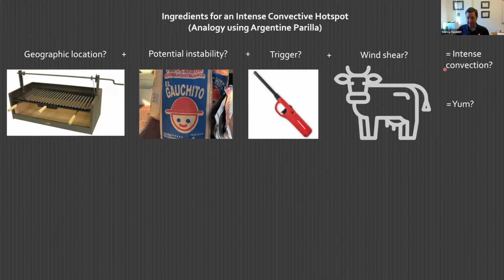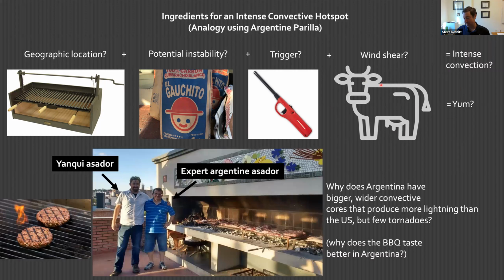So it's kind of like if you were to do grilling, right? You need your grill, which is the right location. You need your fuel. You need a trigger. You need wind shear, which may be a special type of beef that you like, and that makes your optimal ingredients for your best barbecue. And of course, when we were down there, we had plenty of barbecue, and here's one example of some of the volume of meat that we ate. And I apologize to any vegetarians here in the audience.